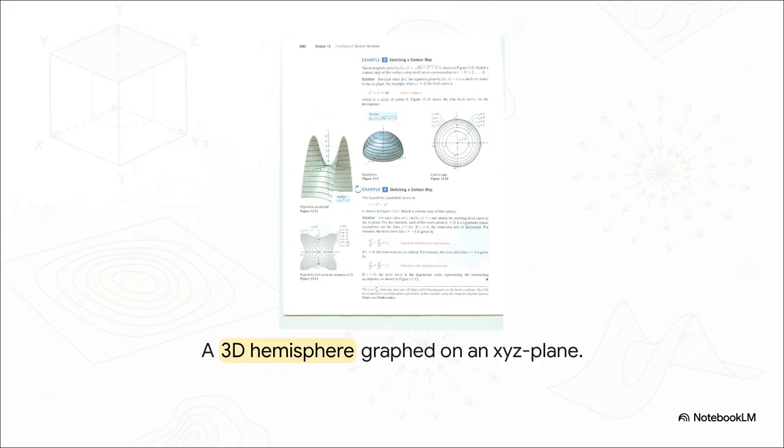What we have here is a three-dimensional hemisphere sitting on an XYZ plane. That flat ground right beneath it, the grid, is our X and Y plane. It's exactly like a paper map resting flat on a table. And that vertical Z-axis pointing straight up into the air, that is our altitude. So we are going to climb this mathematical hill together, step by step.